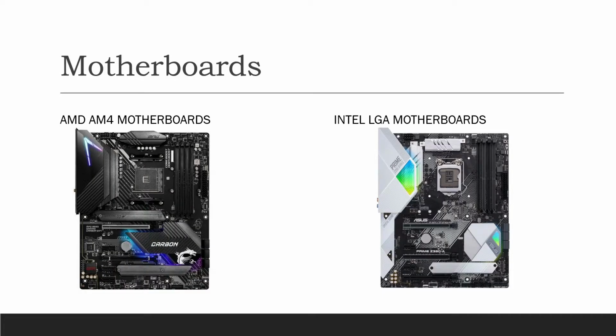So starting off, we have our motherboards. This is essentially the body of the PC and connects all the components to work together. All motherboards essentially have the same ports and slots for the components, with the exception of the CPU socket, which is found here in the middle. AMD's AM4 sockets are different from Intel's LGA sockets, and I'll explain that in the next slide.